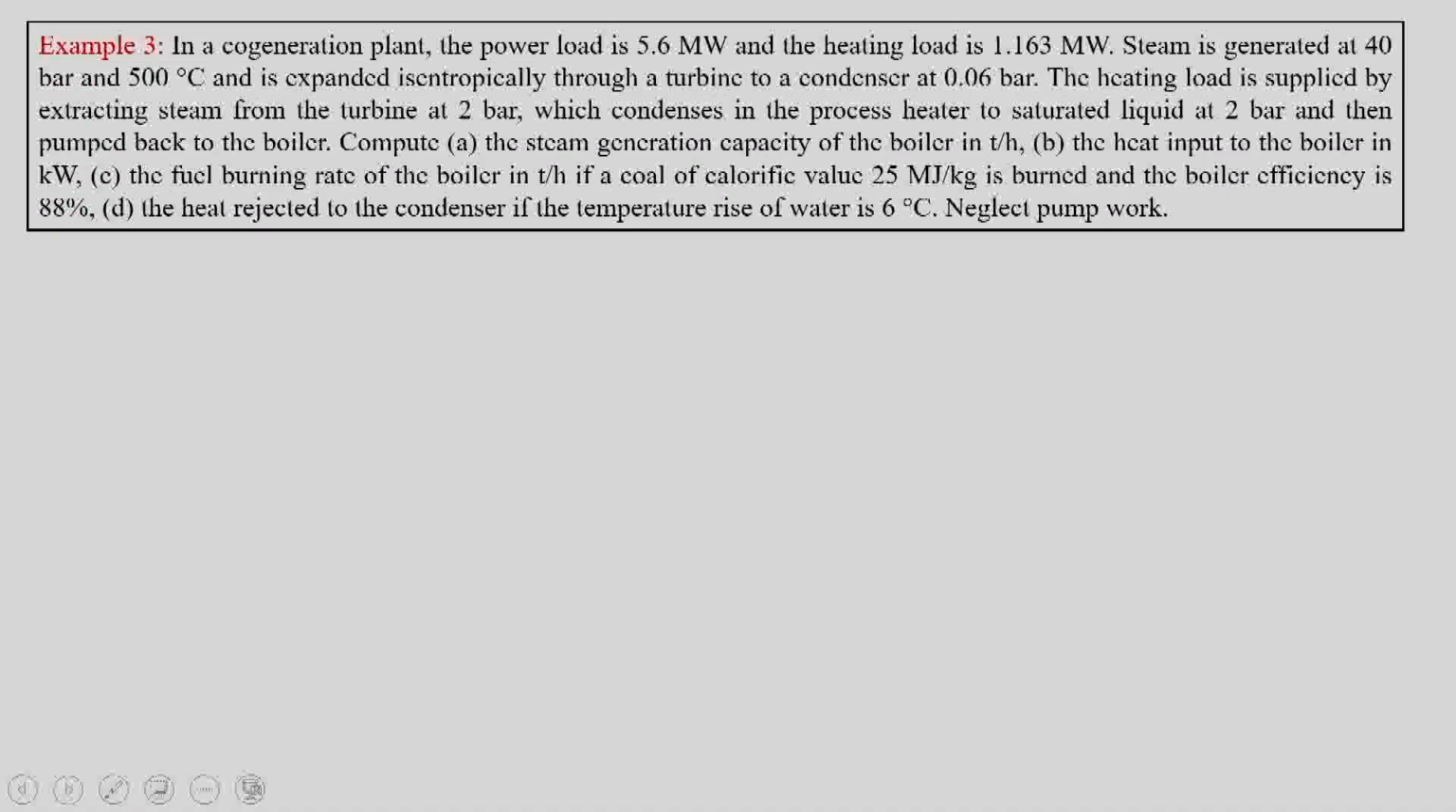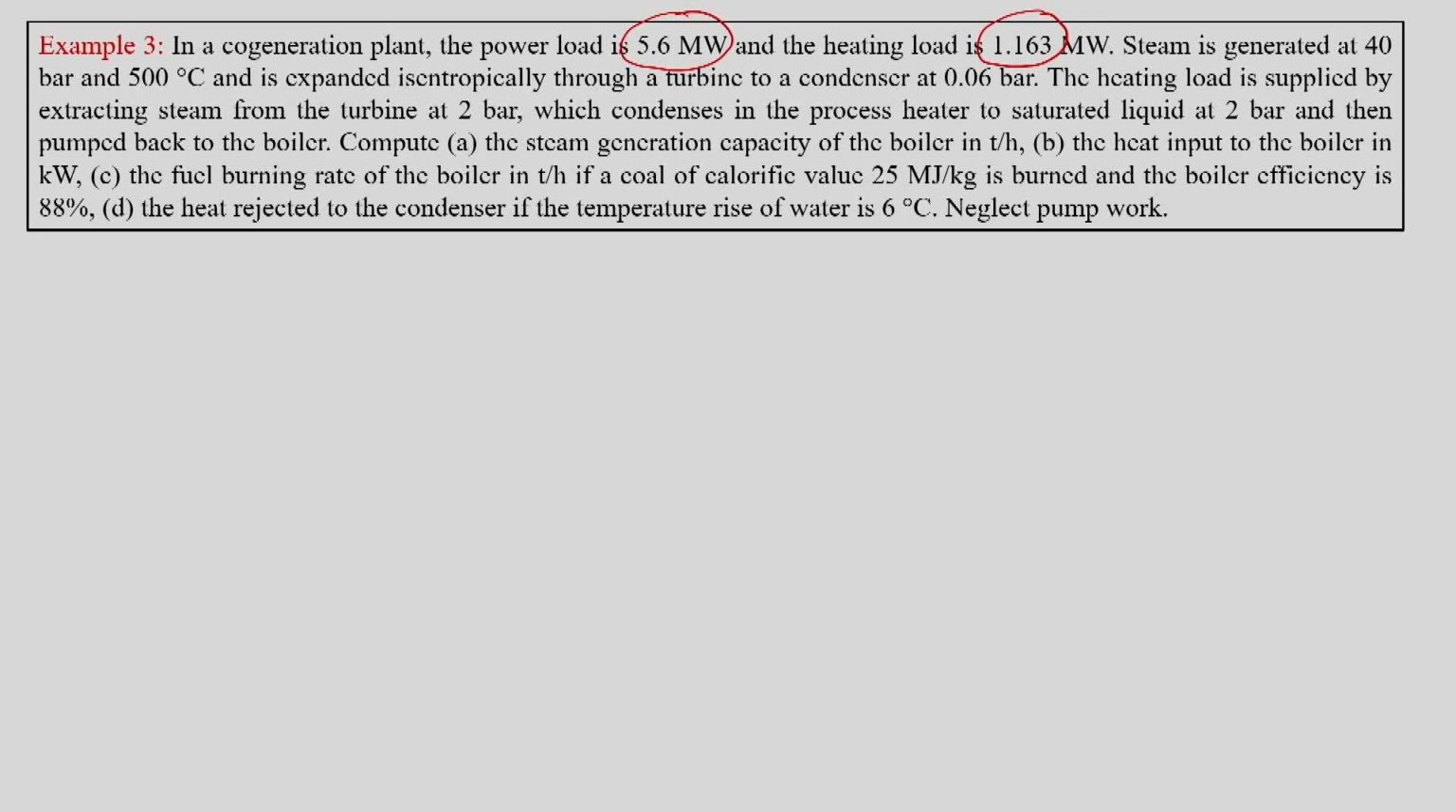Now, let us go to the next example. The next example says that there is a cogeneration plant where the power load is 5.6 megawatt and the heat load is 1.163 megawatt. So, this is a cogeneration plant, meaning it has two outputs or two objectives, one is to generate electricity and one is for industrial heating purpose. So, both are given to us. Net work is given to us as 5.6 megawatt and heating load is also given as 1.163 megawatt.